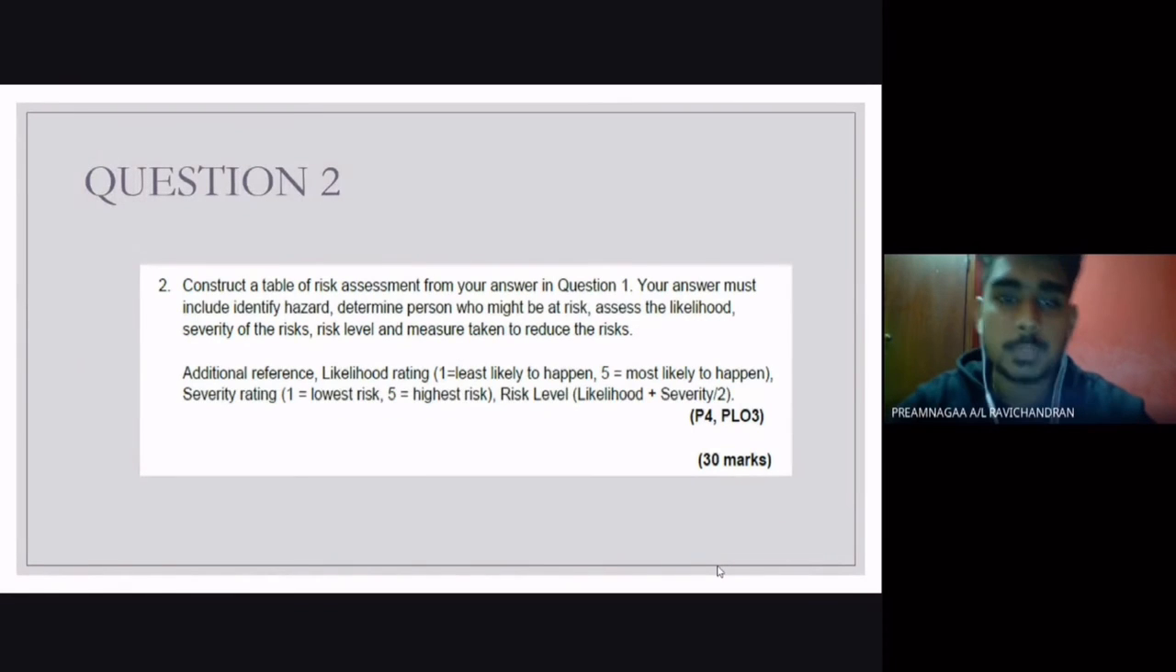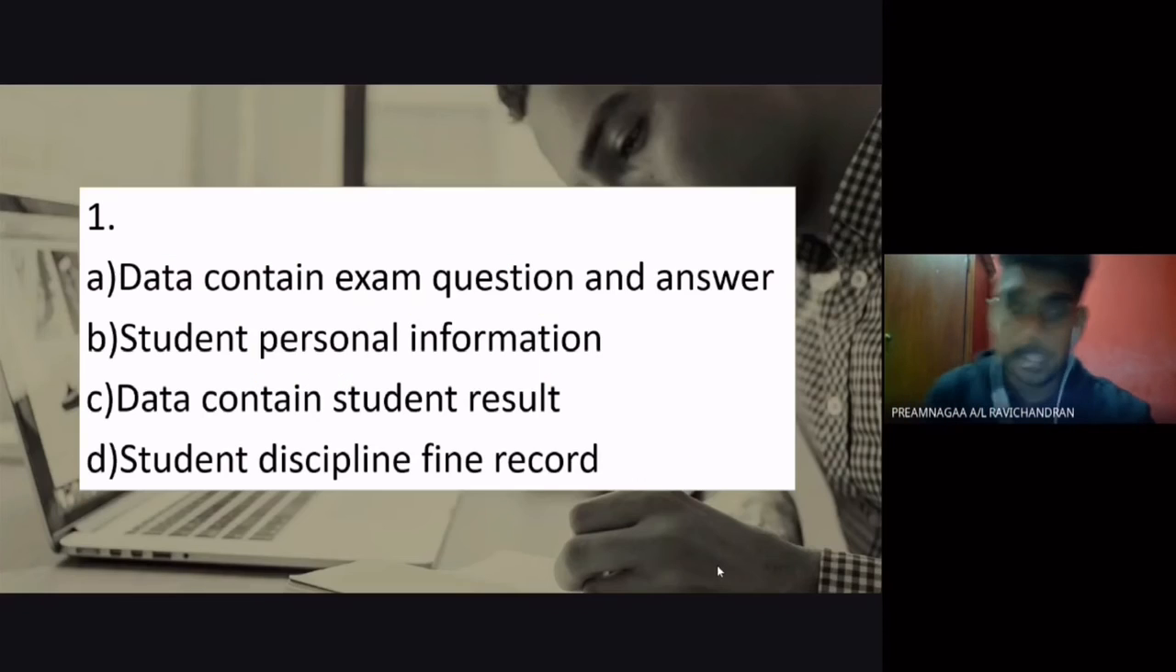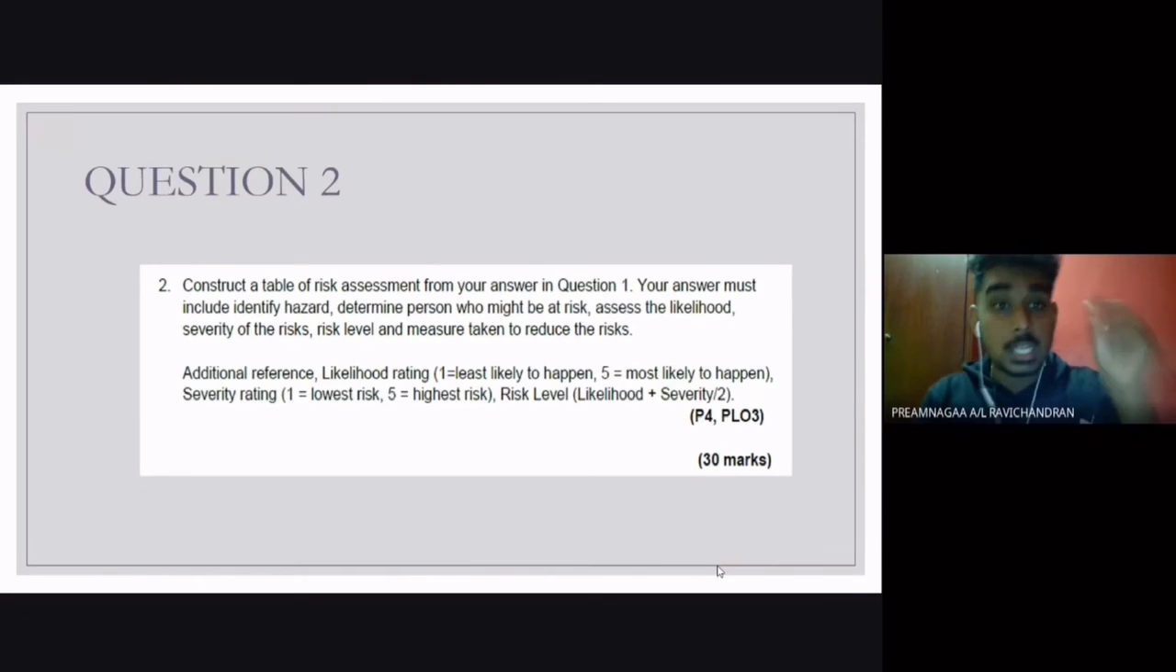Okay, let's move on to question 2. At question 2, we are instructed to construct a table of risk assessment from your answer in question 1. Your answer must include: identify the hazard, determine the person who might be at risk, assess the likelihood and severity of the risk, the risk level, and the measures taken to reduce the risk.